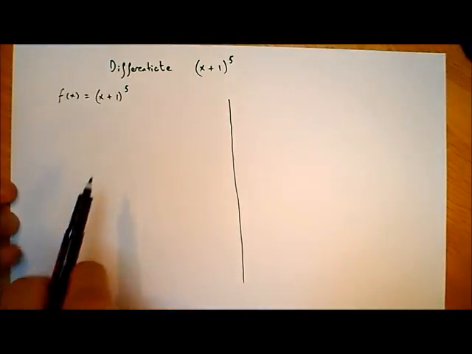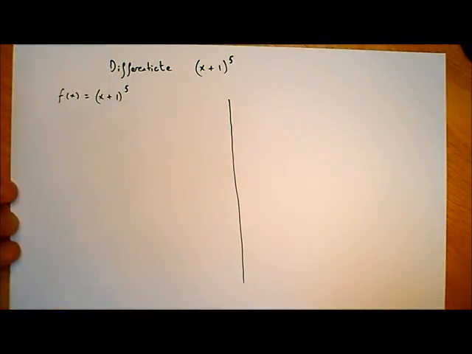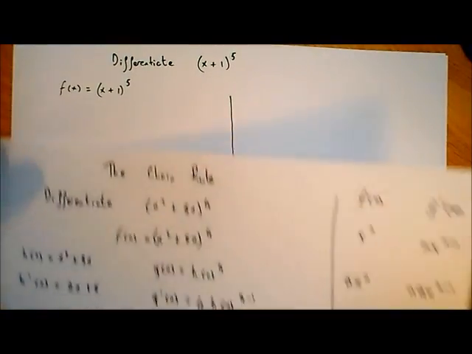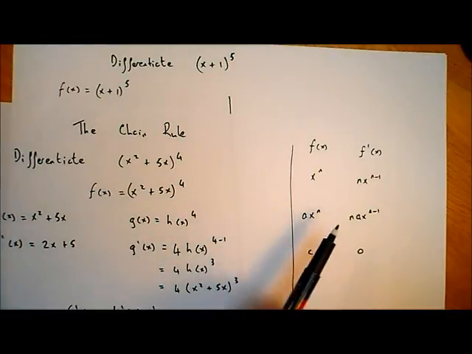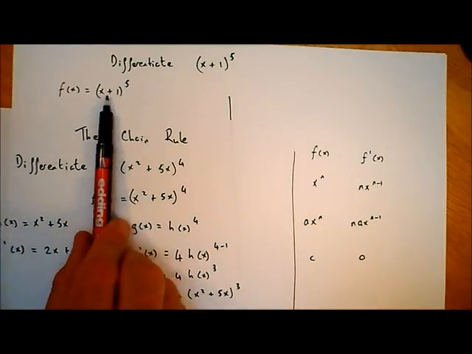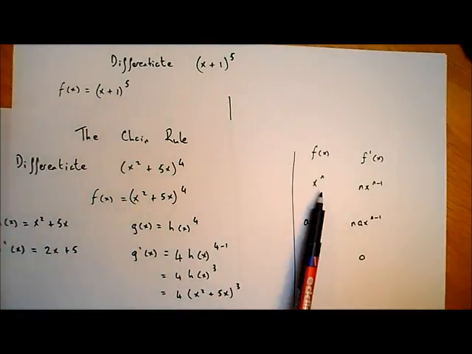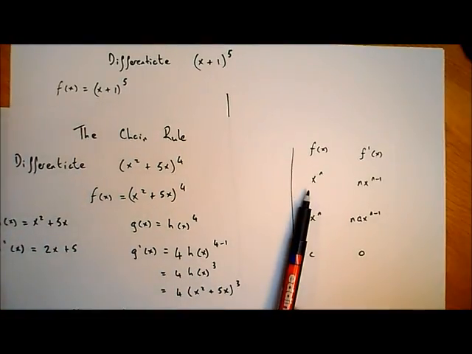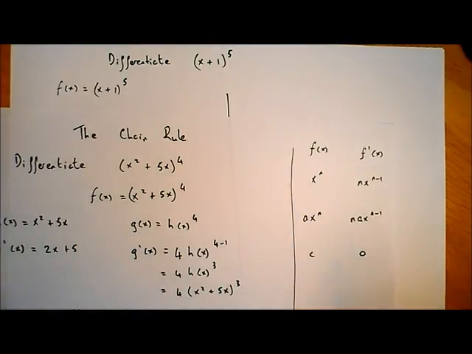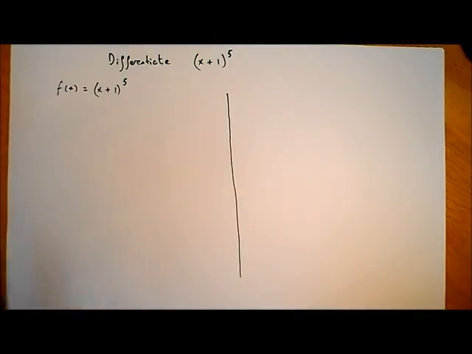Now if you look at this, we can't just use these rules here, because we've got a sum, we've got something in brackets here, something plus something all to the power of 5, whereas these rules just allow us to differentiate when we've got one thing to the power of something. So we can't use that straight away. But I can split this into two functions.